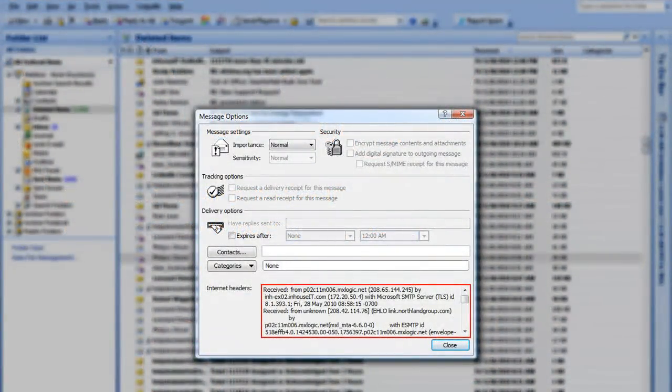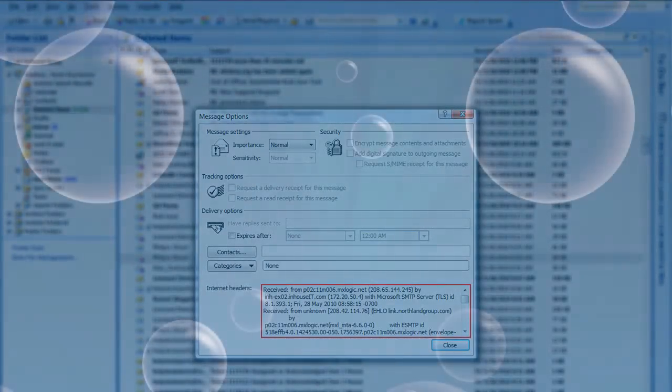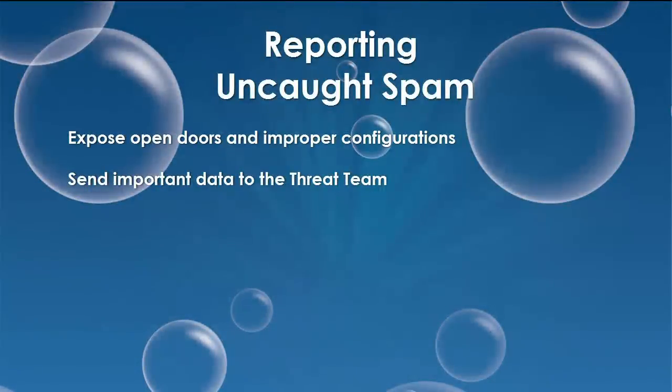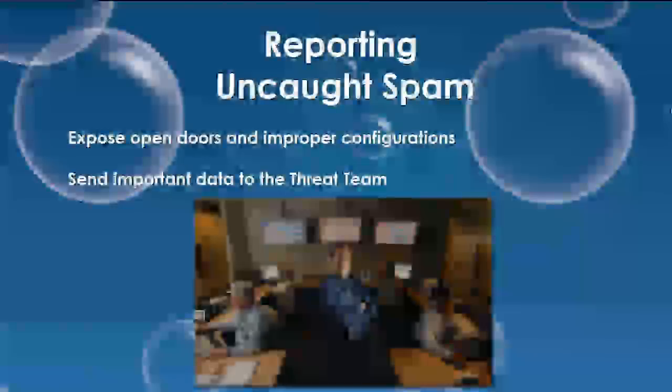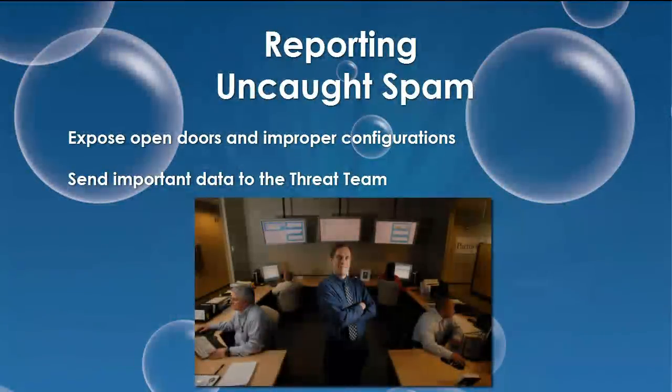Using the reporting tools or manually forwarding the headers will expose any open doors on the customer network or improper configurations within the product, and send important data to the threat team to make global improvements to the filter's intelligence and effectiveness.